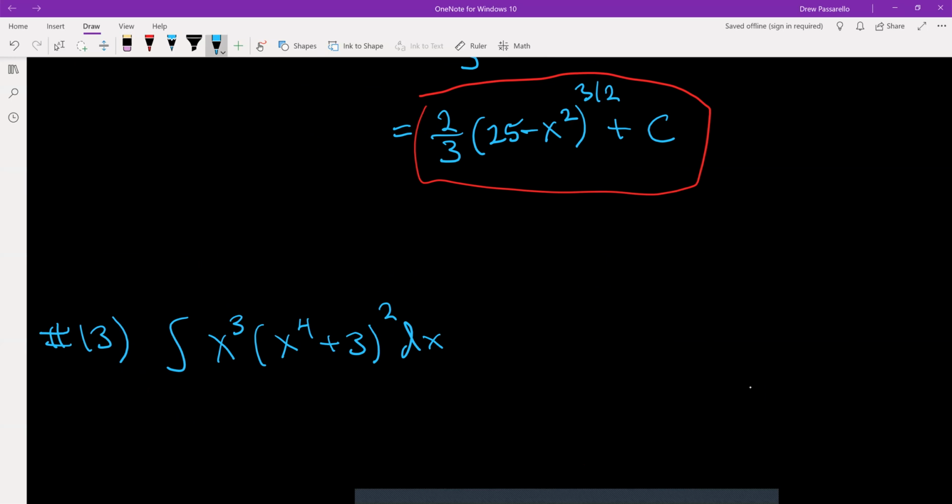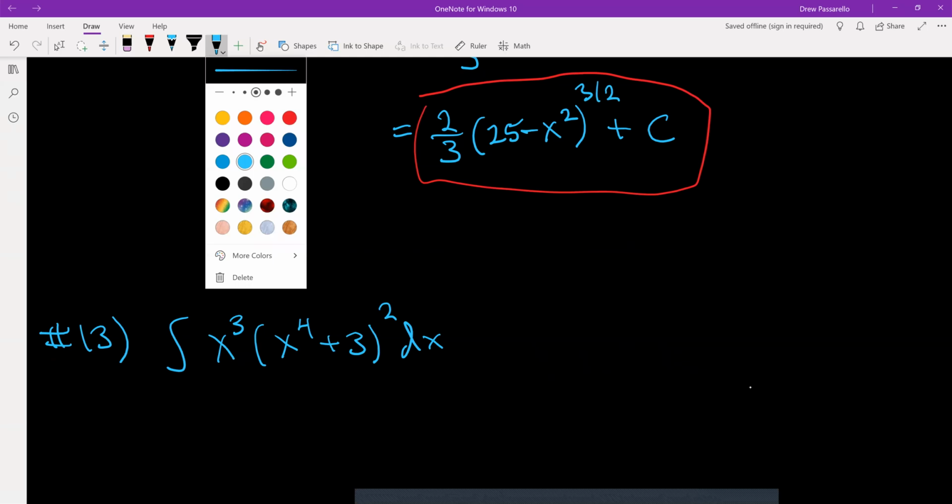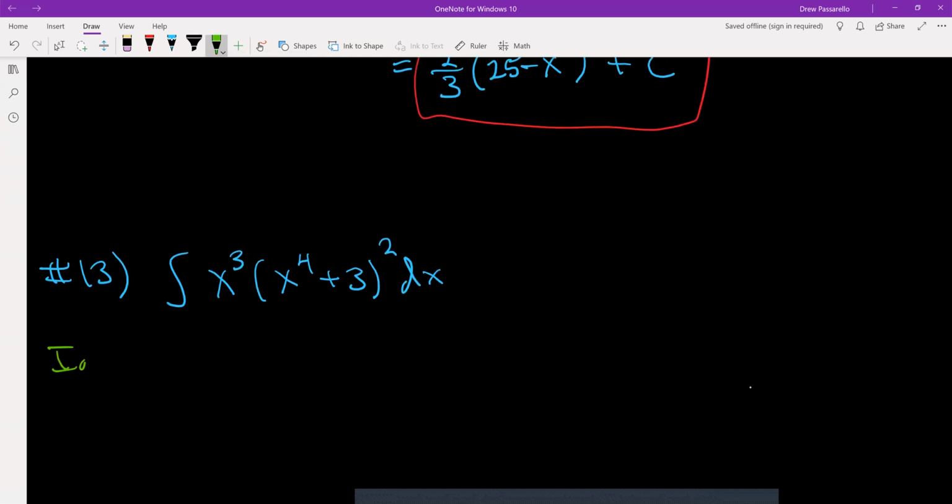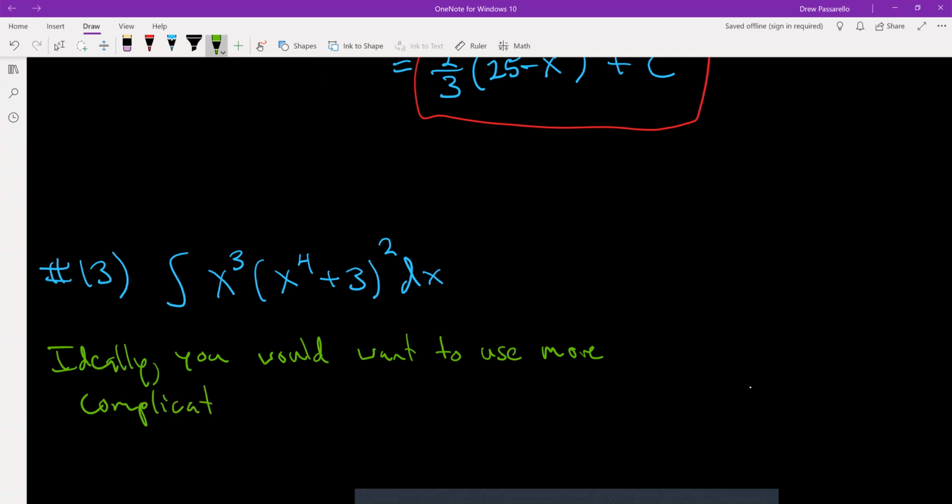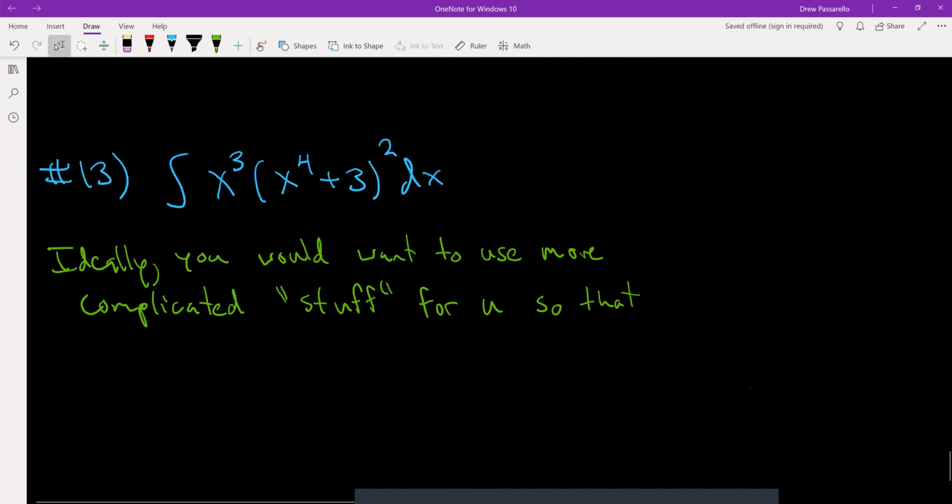All right, so 13 is x cubed times parentheses, and then it's x to the fourth plus 3, squared dx. And again, ideally, you would want to use some more complicated stuff for u, so that when you take its derivative, you can substitute it in for something involving dx.